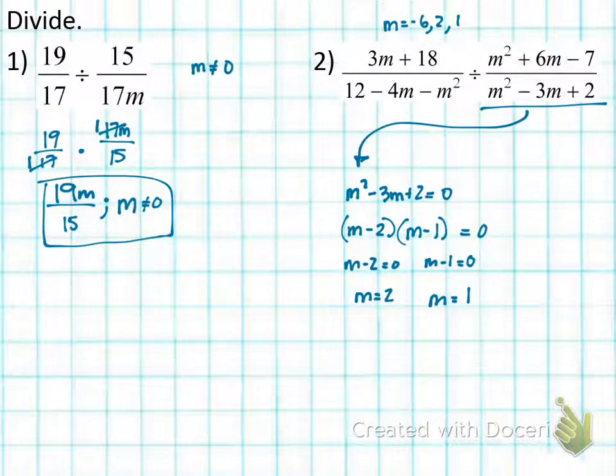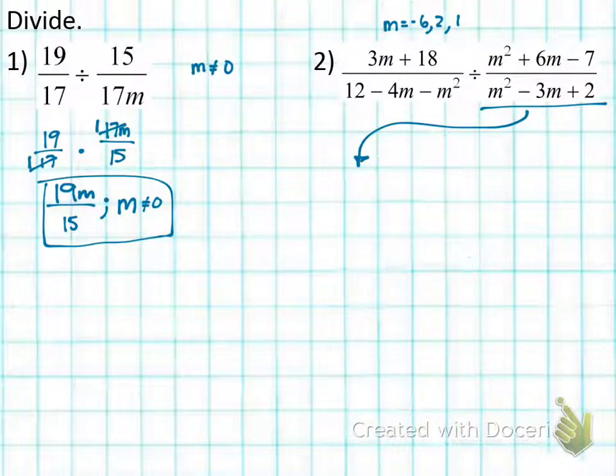Now I'm going to erase all this from my screen because I need the space to work out the problem. That was just the first step, finding excluded values. That's how hard some of these can get. M cannot equal negative 6, I'm sorry. These are excluded values. That's just step 1. Now I'm going to multiply by the reciprocal.